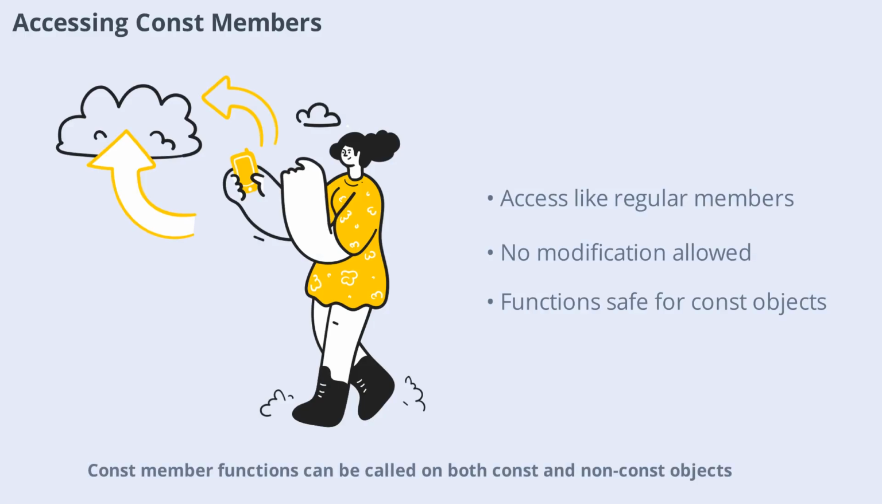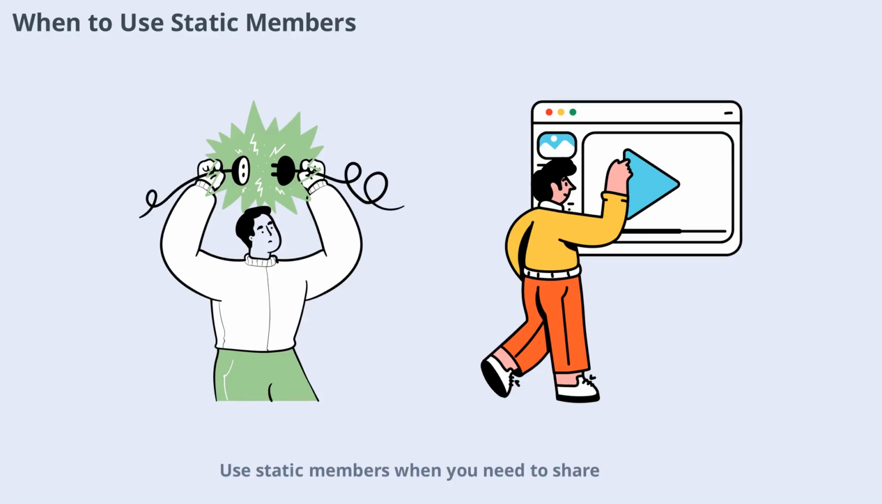Const member functions can be called on both const and non-const objects, making them versatile for read-only operations. This flexibility helps you write safer and more predictable code. Use static members when you need to share data or functionality across all objects of a class. Examples include counters, configuration settings, or utility functions that don't depend on object-specific data. Static members help reduce redundancy and centralize shared information.